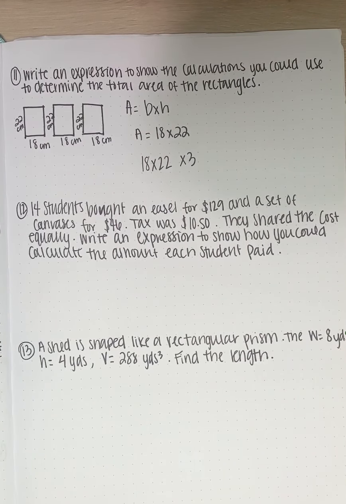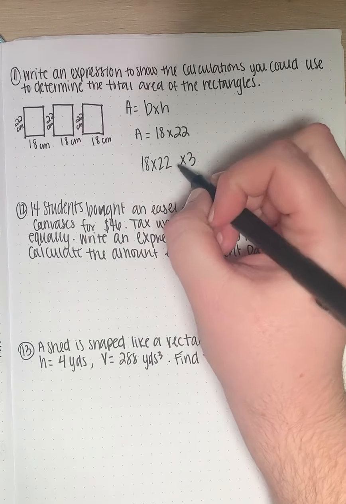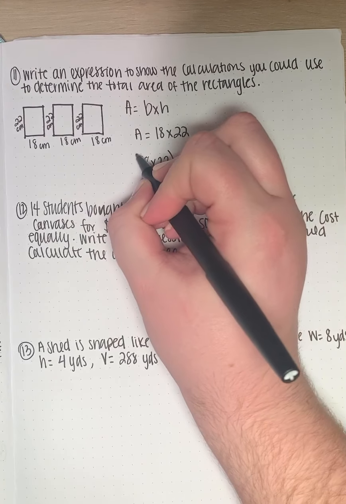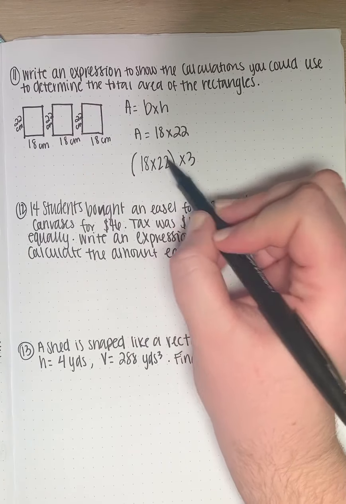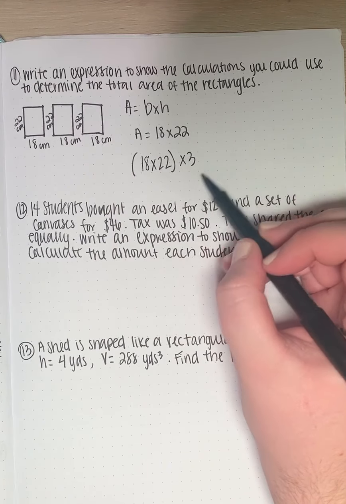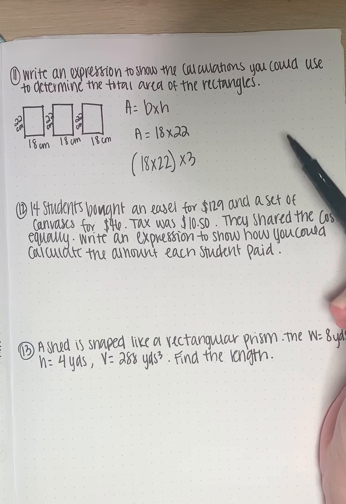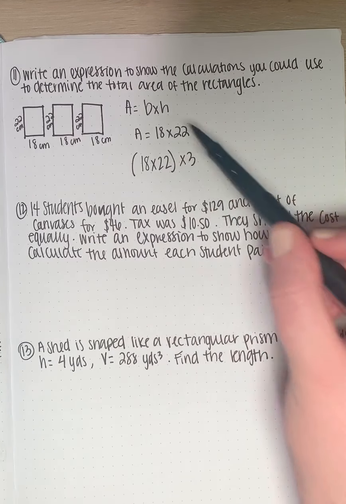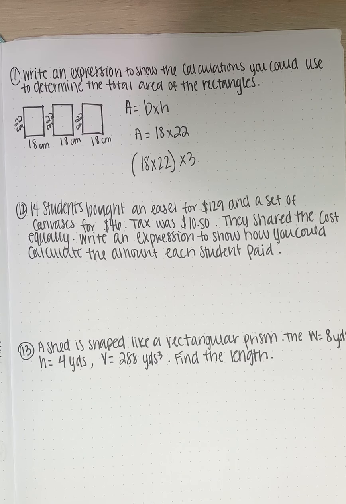times 3. All right, and so with our parentheses, there's something in particular that we want to start with, and that's going to be our 18 times 22. So once we find what 18 times 22 is, we're going to multiply that by 3, and that is going to give us the total area of all 3 rectangles together. All right.